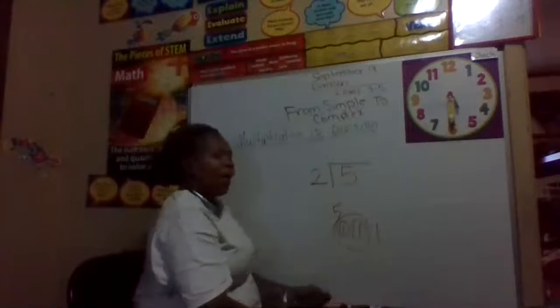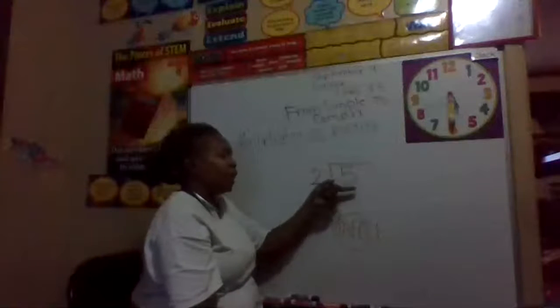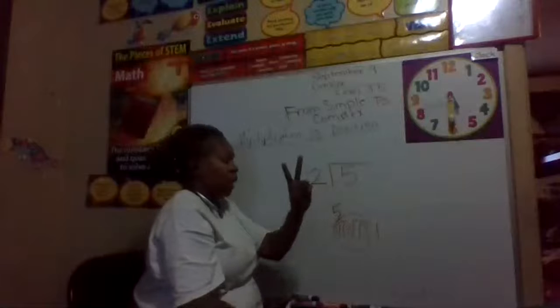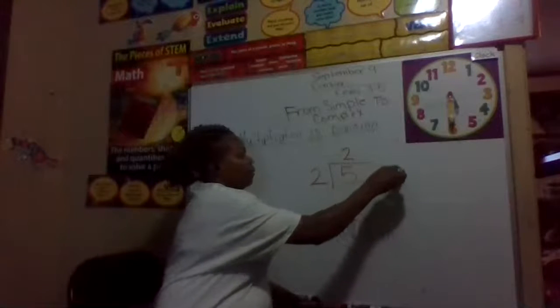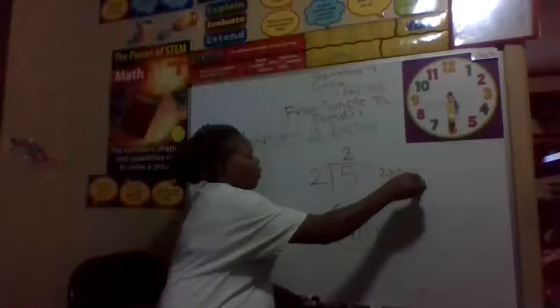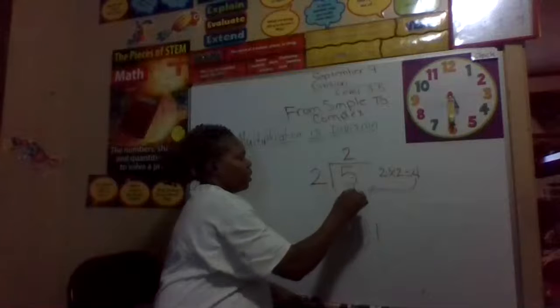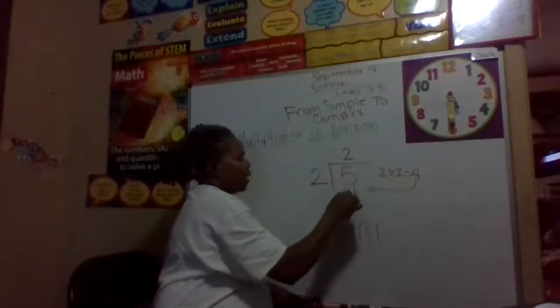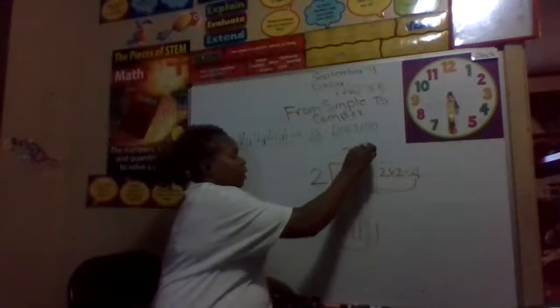So we cannot group any more than 2. So this 2 will only go inside of this 5 two times. So it'll be 2 times 2 equals 4. And this 4, remember, the answer goes right underneath. So that's a 4. And 5 minus 4 is 1. So now we have something left over. Our remainder is 1.